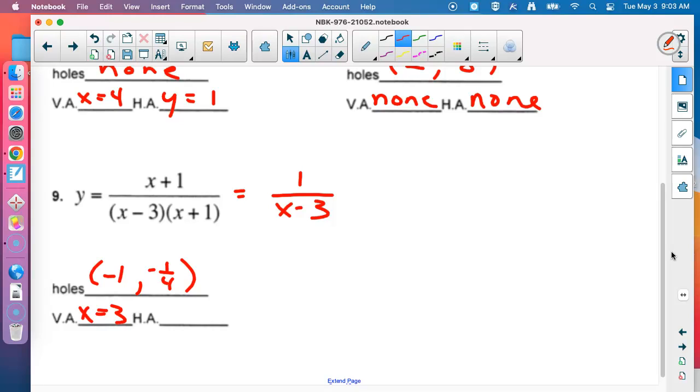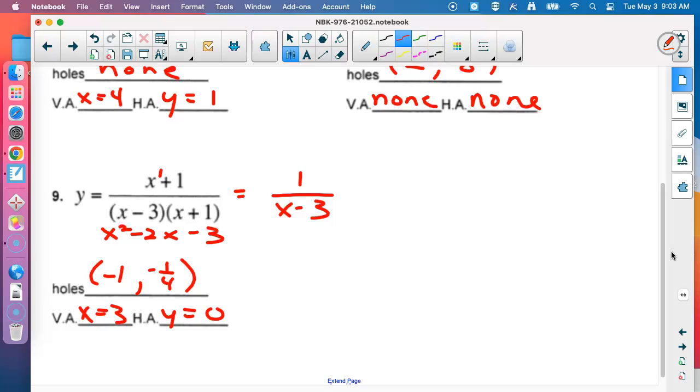Now, for horizontal asymptote, this one's going to drive some of you bonkers. And if that's the case, then actually do the FOIL down here, so you can figure out the degree. This is degree 1. This is degree 2. If the degree of the top is less than the degree of the bottom, we write y equals 0. And again, you have to have y equals. So vertical asymptotes are always x equals, and horizontal asymptotes are always y equals.